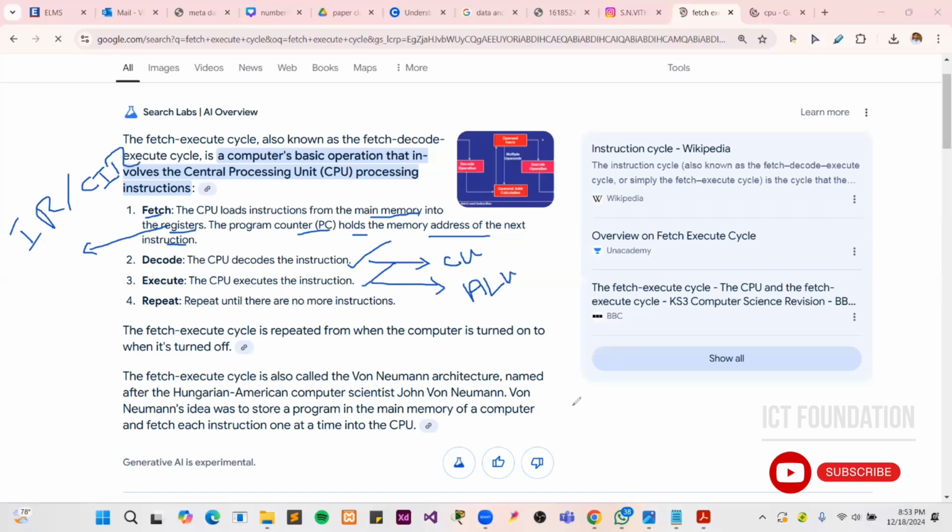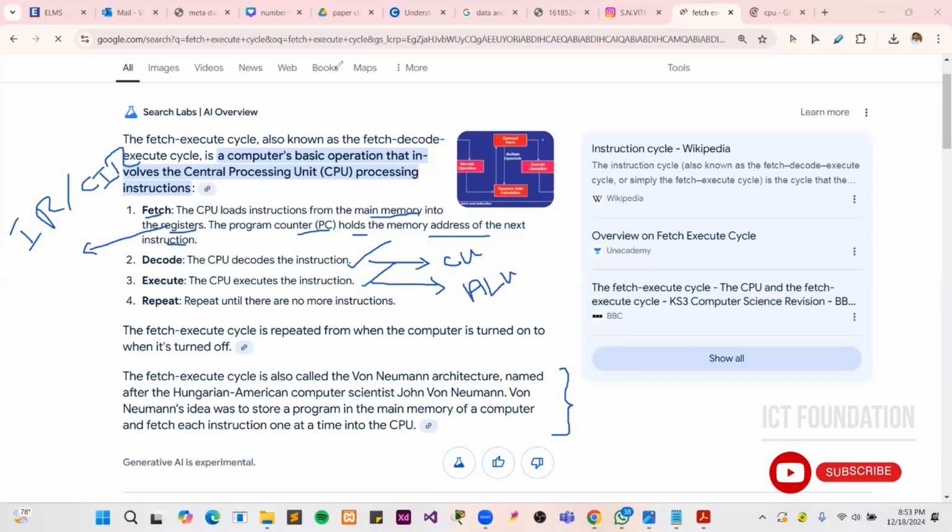Here an additional passage is added for you. The fetch execute cycle is also called the von Neumann architecture, named after the Hungarian-American computer scientist John von Neumann. Von Neumann's idea was a stored program in the main memory of the computer, and fetching and executing one instruction at a time in the CPU. This is additional knowledge. So this is the topic you have to cover under the fetch execute cycle.